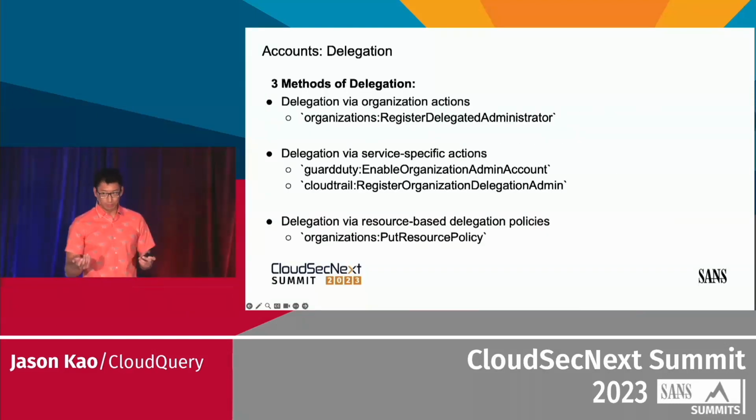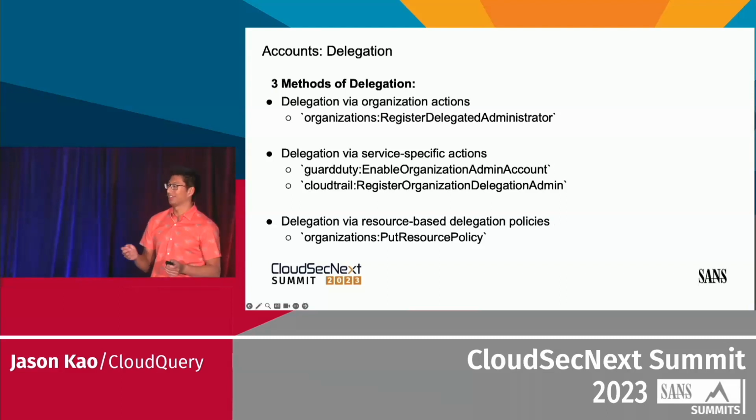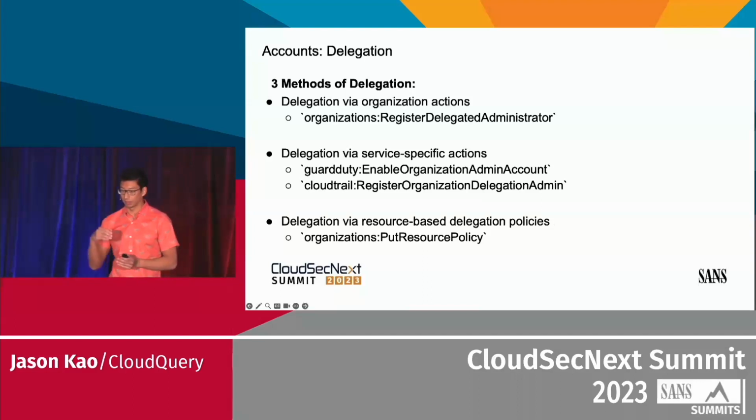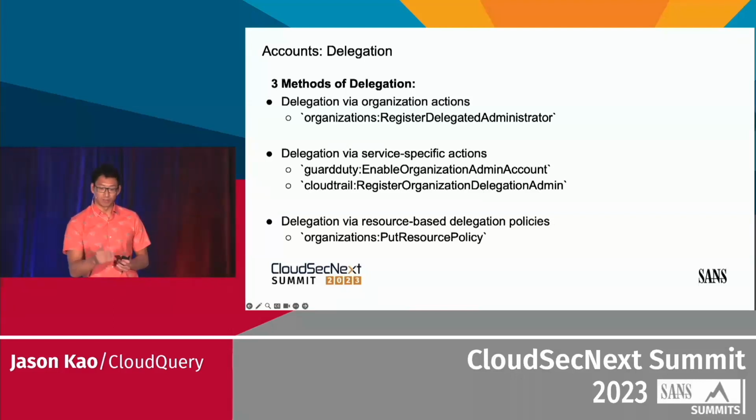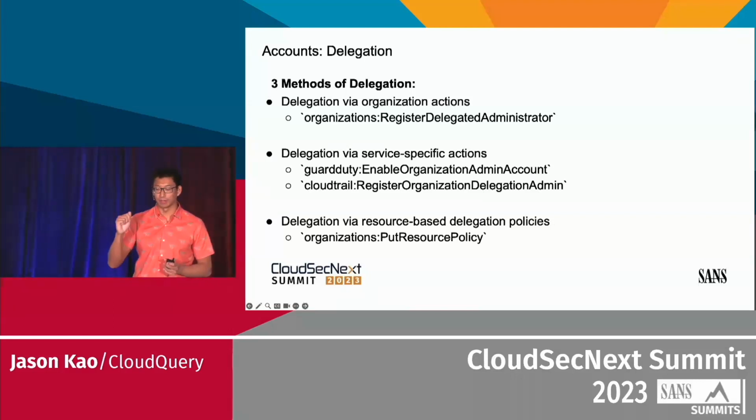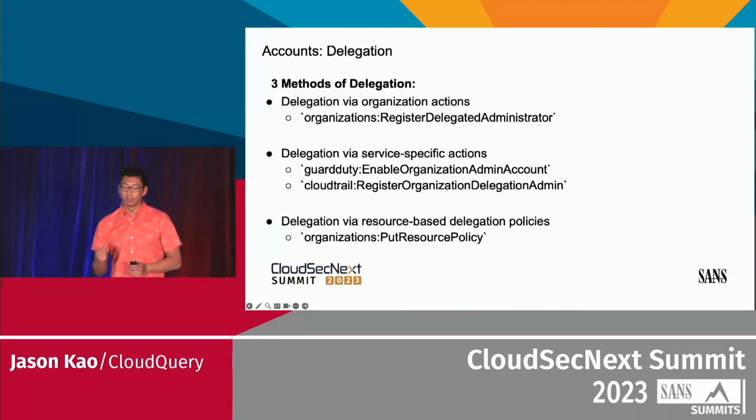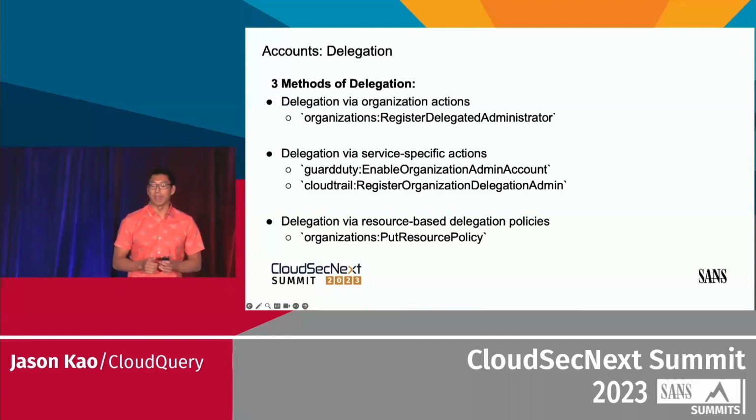So let's take a pause and think about delegation. How do we do this? Again, not simple in AWS. There's actually multiple different ways to do this. There's delegation via organization actions. So this looks at organizations, registered delegated admin. Delegation via service-specific actions. A note here that the verbs used are actually different as well. So care must be taken to look at exactly what these actions may look like.